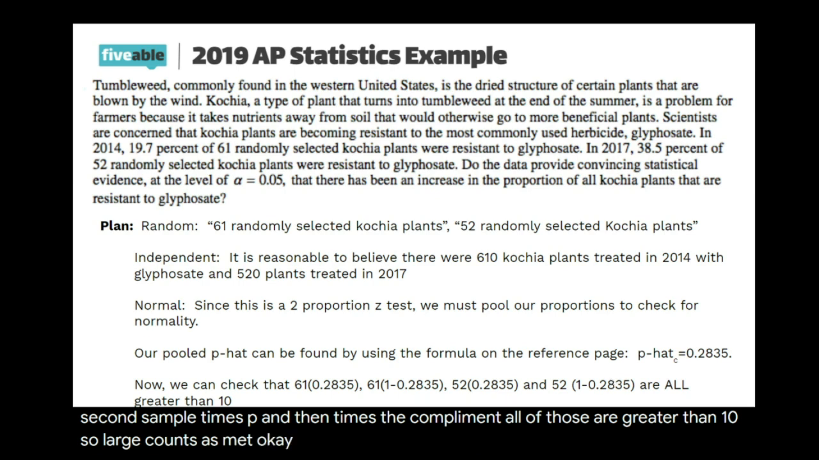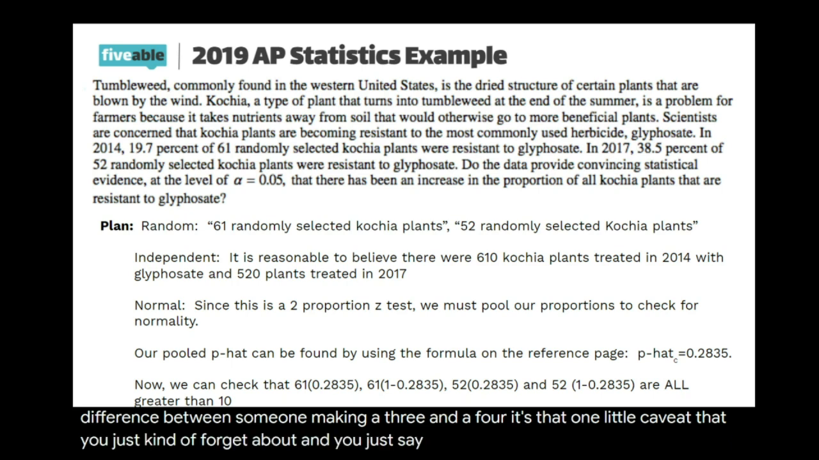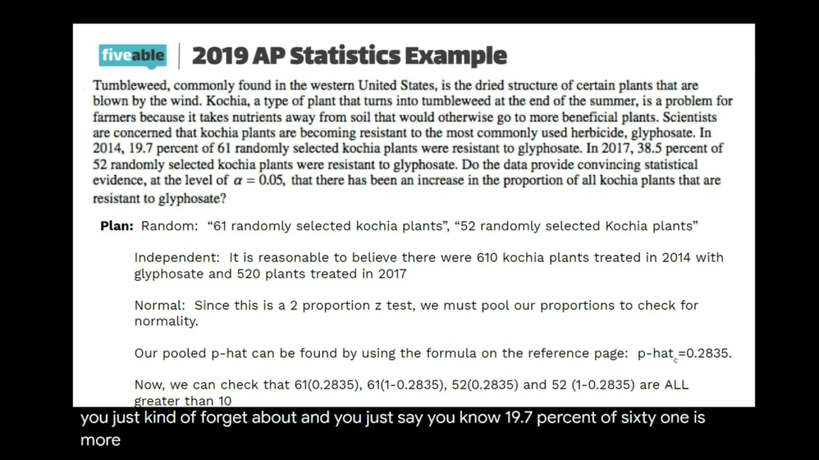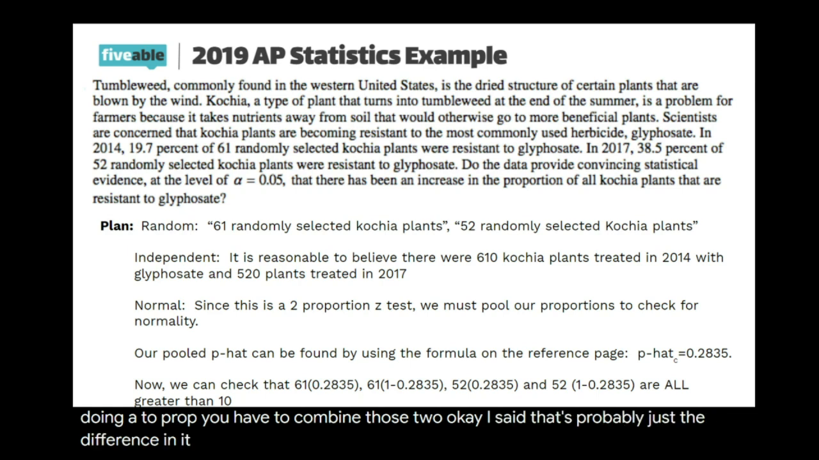Okay, that was really, to me, this little bitty piece right here is the difference between someone making a 3 and a 4. It's that one little caveat that you just kind of forget about, and you just say, 19.7% of 61 is more than 10. 80.3% is more than 10, and so on for the other sample. But when you're doing a two-prop, you have to combine those two. Like I said, that's probably just the difference in a 3 and a 4 to me.